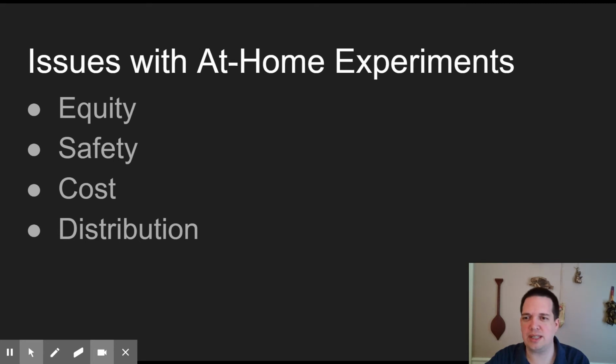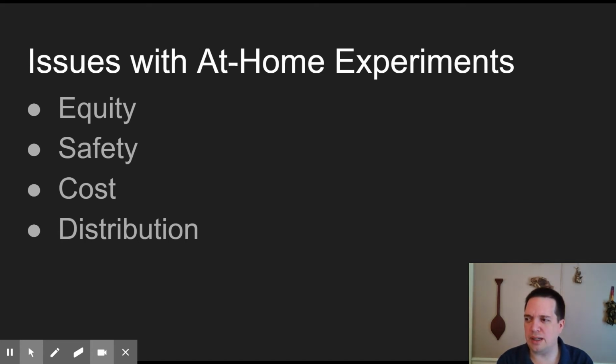The second concern is safety. I'm not talking about wearing goggles. I'm talking about if you send home some chemicals, let's say, and even if the student uses them appropriately, what if their baby sibling gets into it or their pet or something? So I think it's really dangerous to send home most supplies that we could use safely in a classroom.